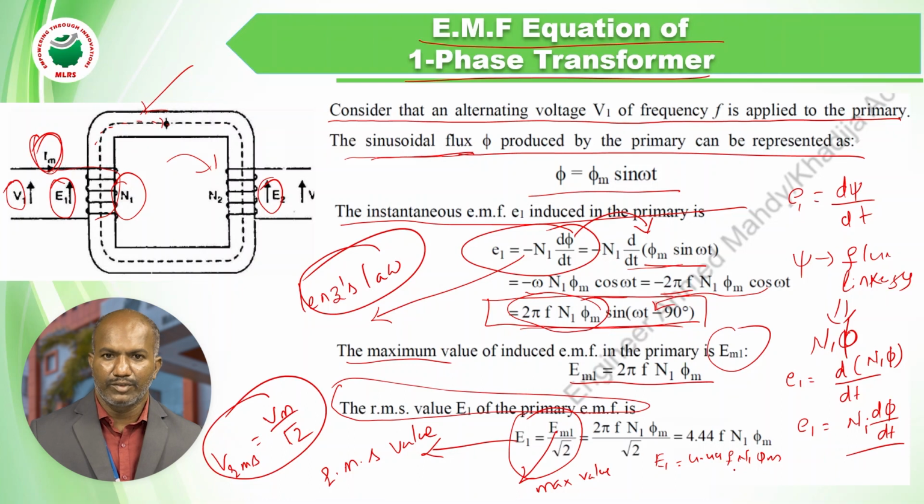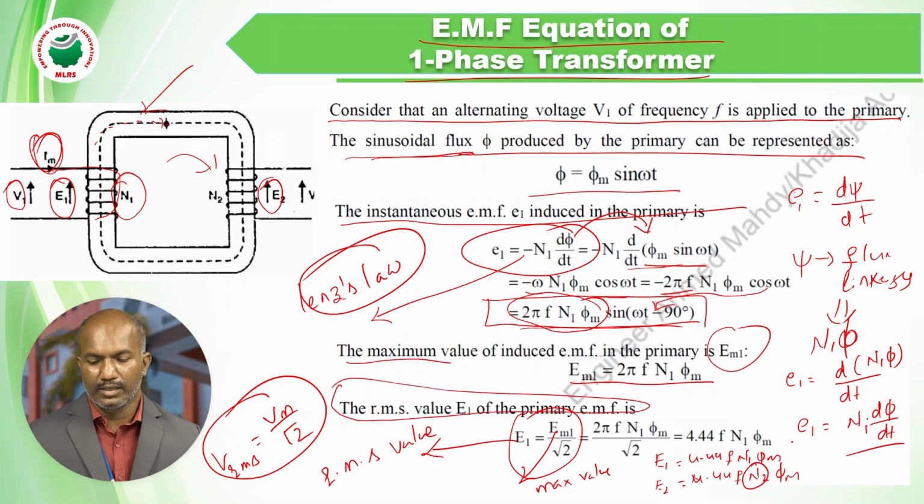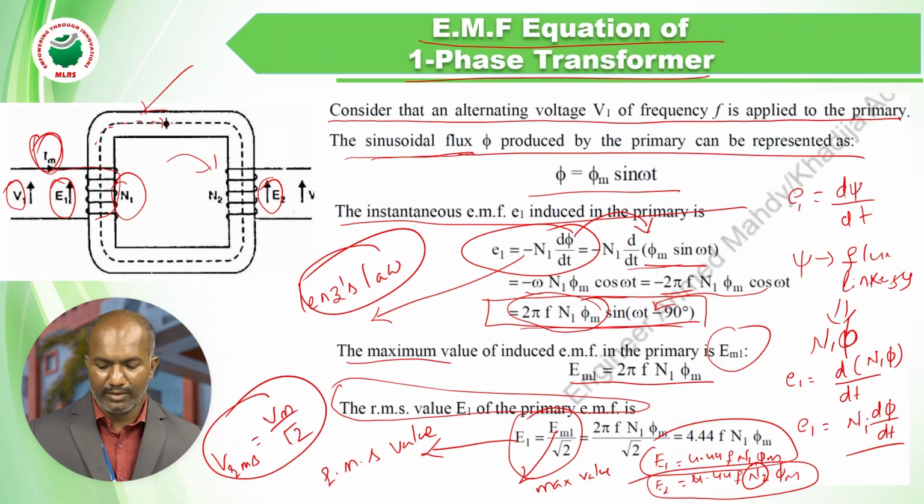Okay, this is the induced EMF in the primary winding. Similarly, if we do the derivation for the induced EMF in the secondary winding, it is going to be the same. However, the only term that will change here is N2. So E2 is 4.44 f into N2 into phi m. E1 is the induced EMF in the primary winding. E2 is the induced EMF in the secondary winding. Okay, this is the induced EMF equation of a single phase transformer.